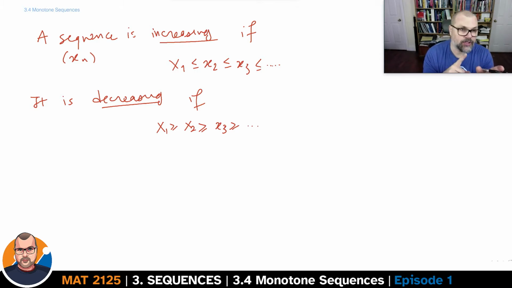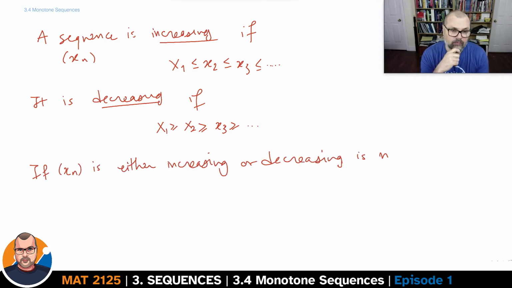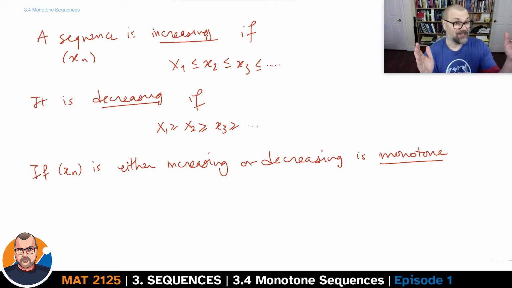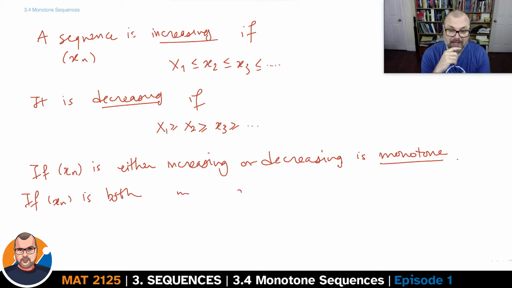A sequence which is either increasing or decreasing is said to be monotone. Be careful here. When we say either increasing or decreasing, we mean that it is increasing in its entirety or decreasing in its entirety. It could be one or the other. It doesn't mean that it is sometimes increasing and sometimes decreasing. If the sequence is both increasing and decreasing, then we say that it is constant.